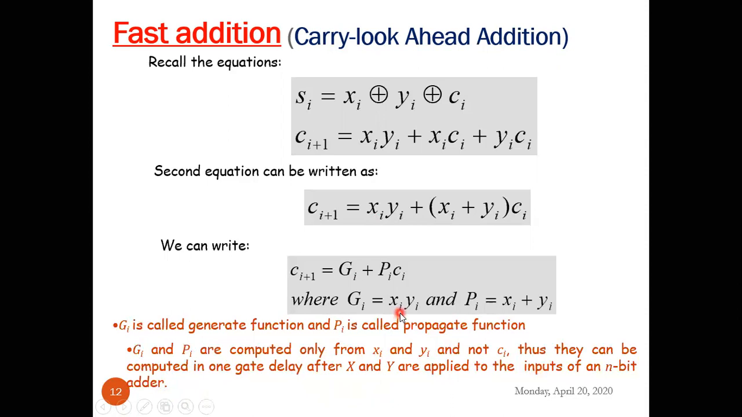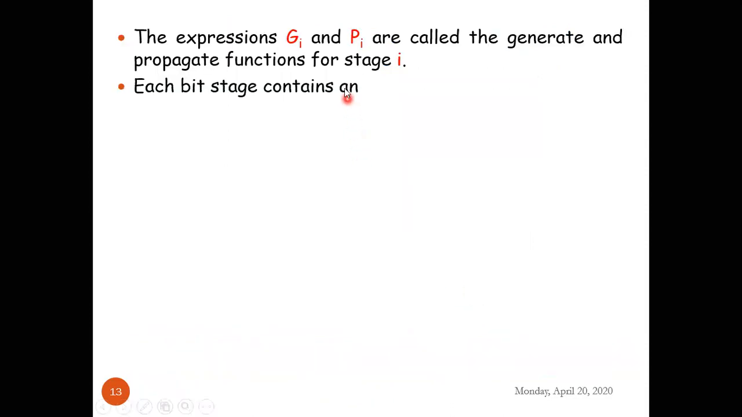The meaning of that is gi and pi can be generated in only one gate delay because all the inputs are readily available with me. As soon as I give them to an adder, gi and pi can be generated using only one gate delay, because I require one AND gate and one OR gate. For both of them, I give the inputs simultaneously. Both the functions gi and pi will be formed in only one gate delay. So the expressions for gi and pi are called the generate and propagate functions for stage i.